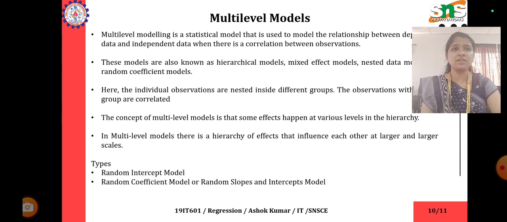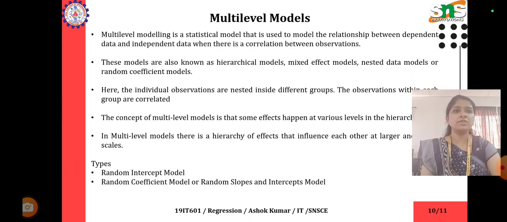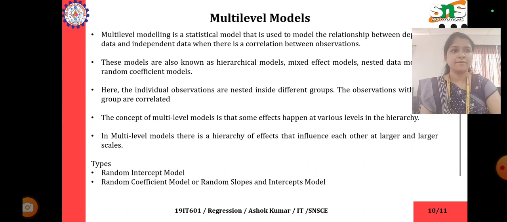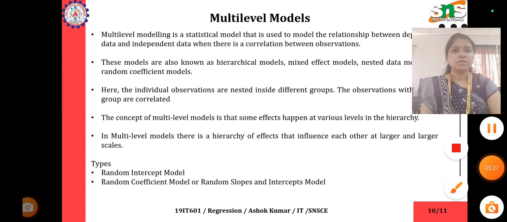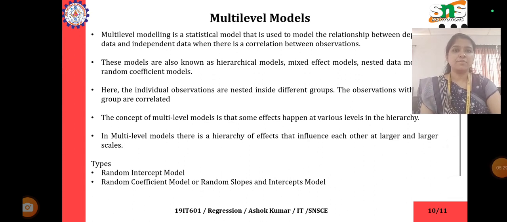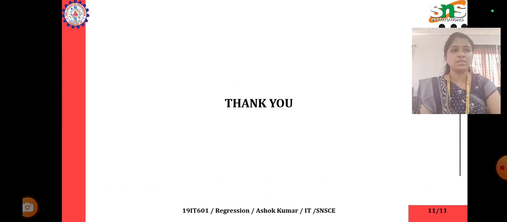Next is the multi-level models. Multi-level modeling is a statistical model that is used to model the relationship between dependent data and independent data when there is a correlation between observations. These models are also known as hierarchical models, mixed effect models, nested data models, or random coefficient models. The types of multi-level models are random intercept model, random coefficient model, random slopes, and intercept model.